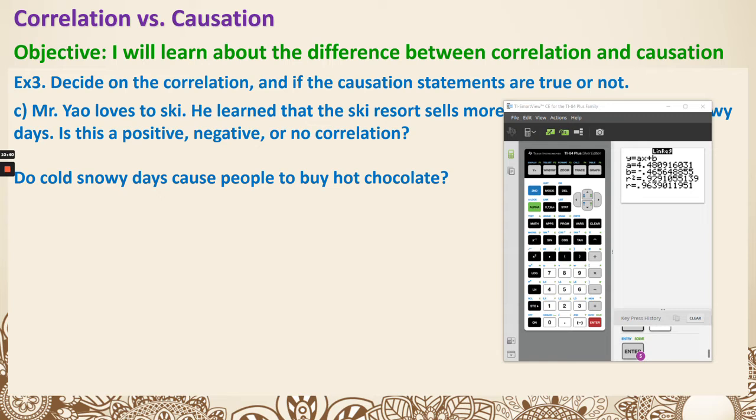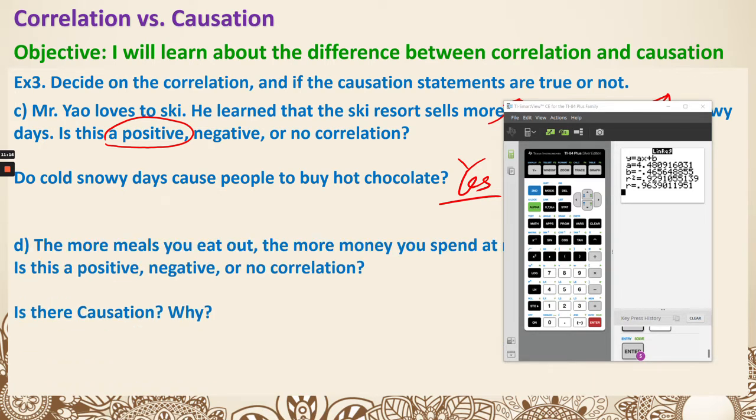C. Mr. Yao loves to ski. He learned that the ski resort sells more hot chocolate on cold, snowy days. Is this a positive, negative, or no correlation? When you have more cold days, then you sell more hot chocolate. So clearly, that's a positive correlation. Do cold, snowy days cause people to buy hot chocolate? Yes, it does, because people want to stay warm. So hot chocolate helps them to stay warm, and that's typically the case. So that's question C.